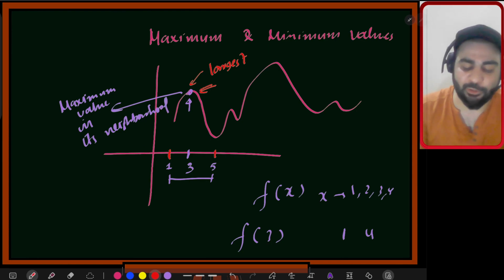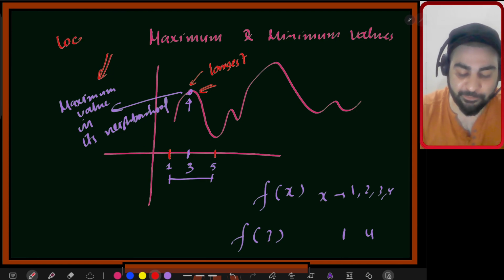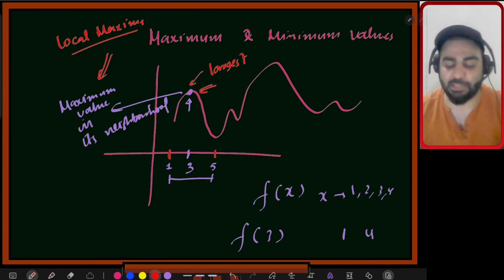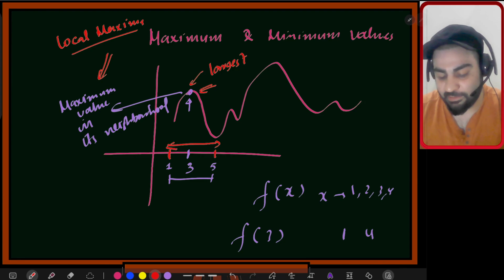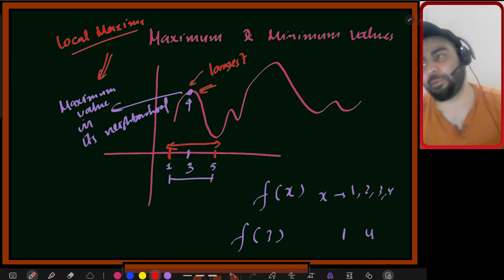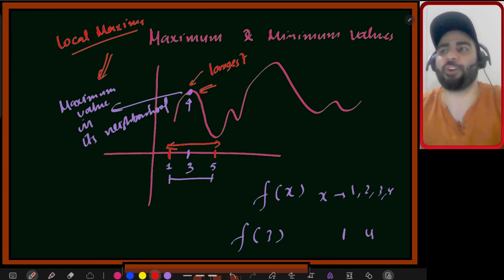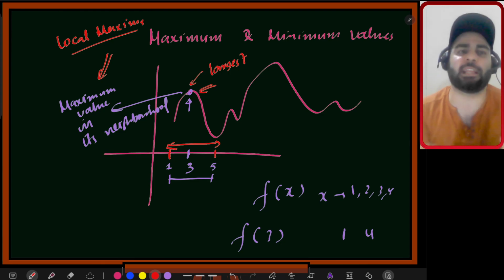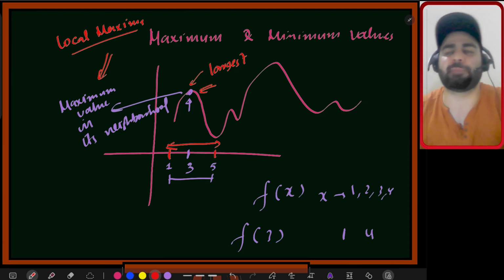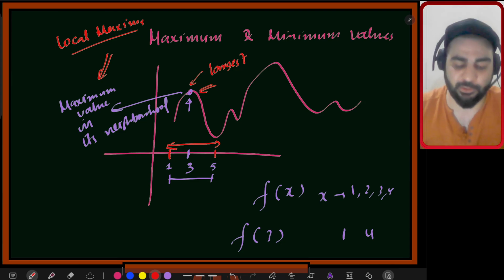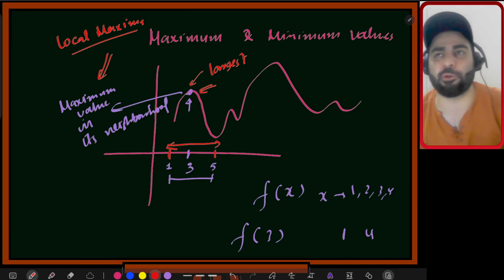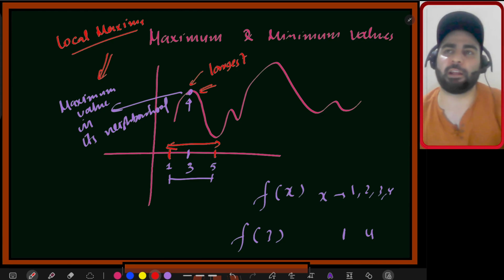Mathematically we call this a local maxima, because this poor fellow is only a local hero, because the interval is only this much. Consider this function as the whole world, and these intervals as different areas of the world. Within a certain area or finite boundary, you will see some maximum values. If a value is maximum in its neighborhood, we call that a local maxima.